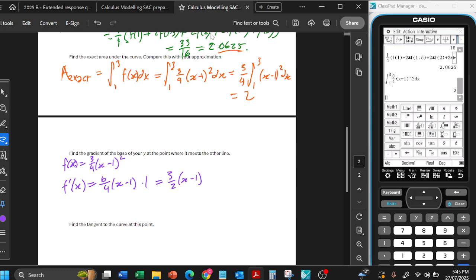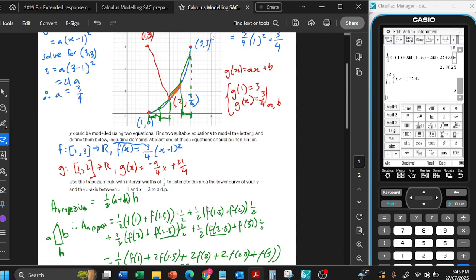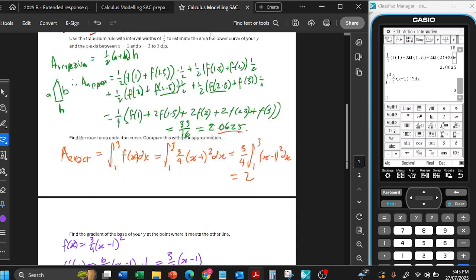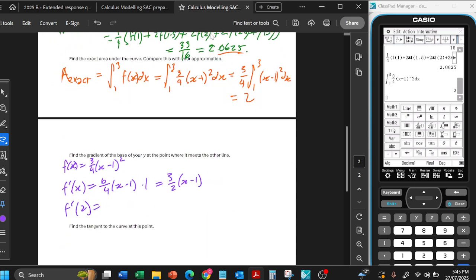All right. And the gradient at the point where it meets the other line is going to be that value with an input of 2, because of course the two lines meet at the coordinates (2, 3 over 4). So subbing this in, we get 3 over 2 times (2 minus 1), which is just equal to 3 over 2 times 1, which is just 3 over 2. So that's the gradient of our line.